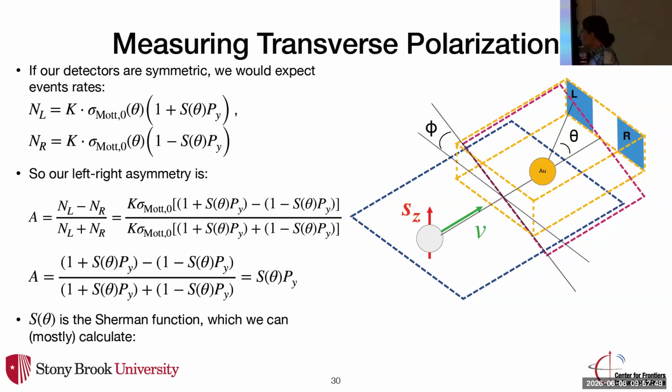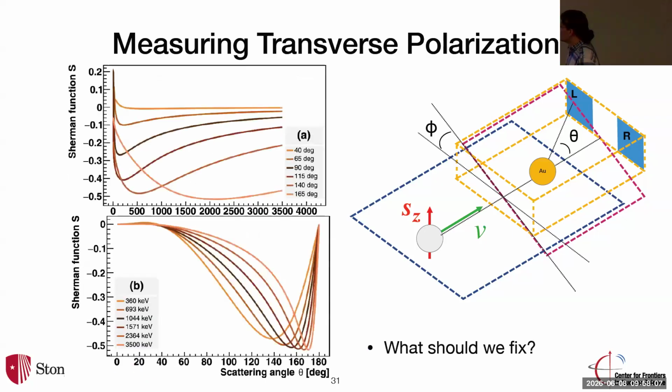All right, so all we need, the asymmetry we measure in our detector, left-right asymmetry, is going to be directly proportional to this S function, which is called the Sherman function, times the polarization of the beam. Comes right out. So we just need S. Here are the Sherman functions. This is the S as a function of beam energy, and this is S as a function of scattering angle.